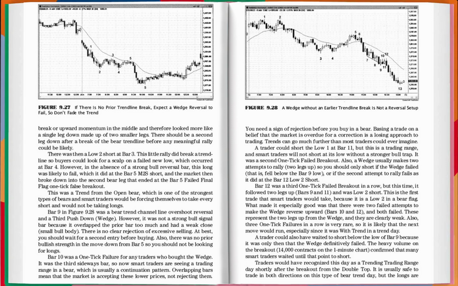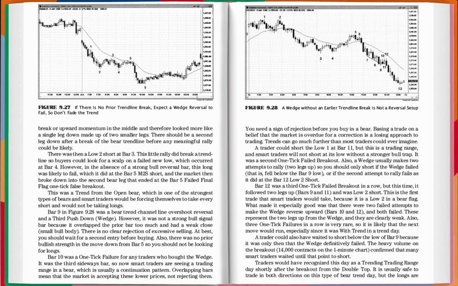A trader could short the low 1 at bar 11, but this is a trading range, and smart traders will not short at its low without a stronger bull trap. It was a second 1-tick failed breakout. Also, a wedge usually makes 2 attempts to rally, 2 legs up, so you should only short if the wedge failed, that is, fell below the bar 9 low, or if the second attempt to rally fails, as it did at the bar 12 low 2 short.